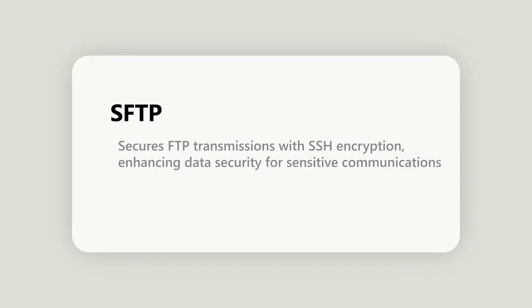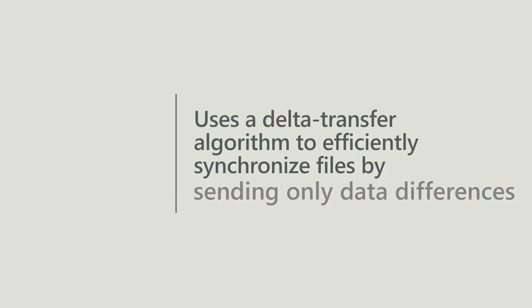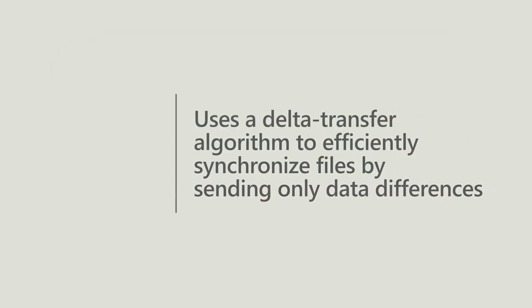SFTP enhances data transmission over FTP by securing it with SSH encryption. This protects data, making it ideal for sensitive communication across potentially insecure networks. FileZilla and WinSCP are two popular file transfer software millions use daily. Next is rsync, a fast, versatile, remote and local file copying tool. It employs a delta transfer method that minimizes data transmission by sending only the changes between the source and destination files over the network. This makes rsync an efficient tool for synchronizing files and directories between two locations.